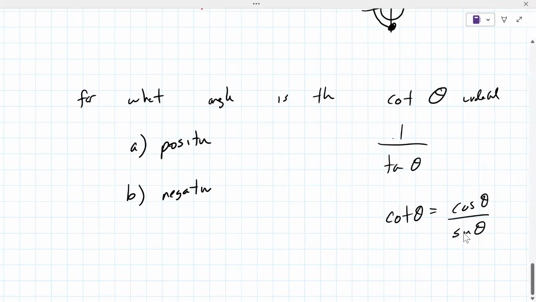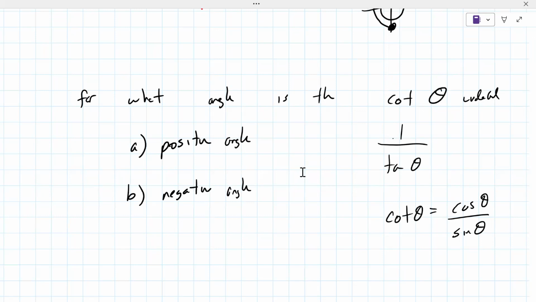So we're trying to figure out where sine theta is 0. And we need a positive angle and a negative angle. I'm asking for the angle, like a number like 90, 360, 180, 270, 540, something like that.